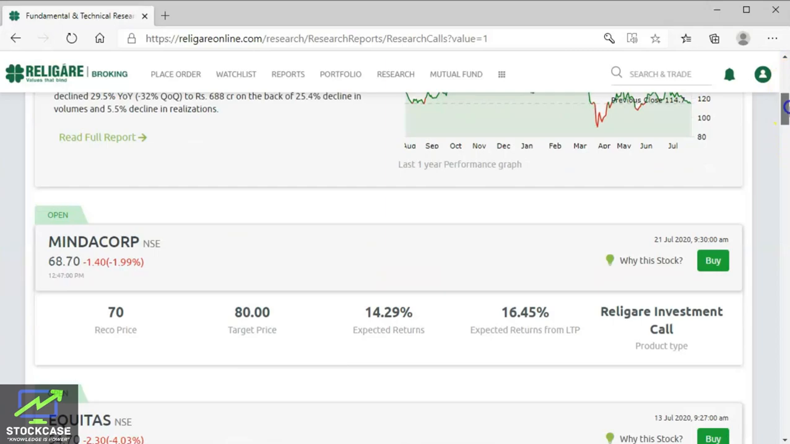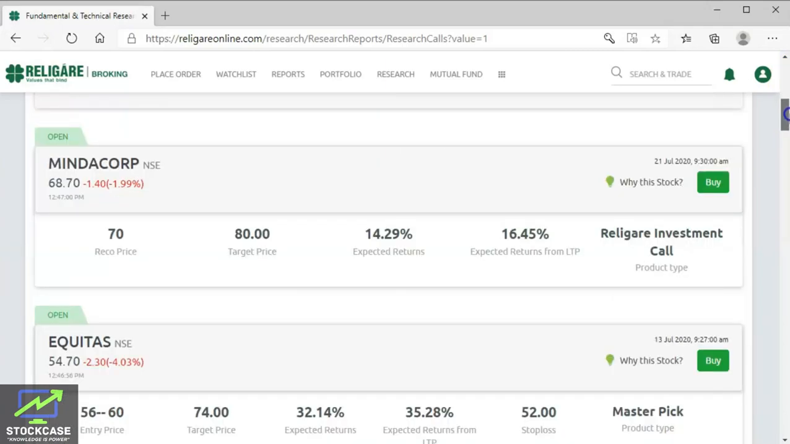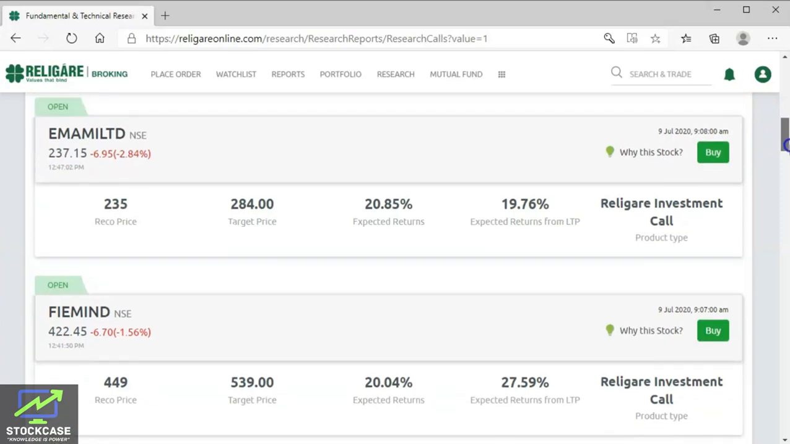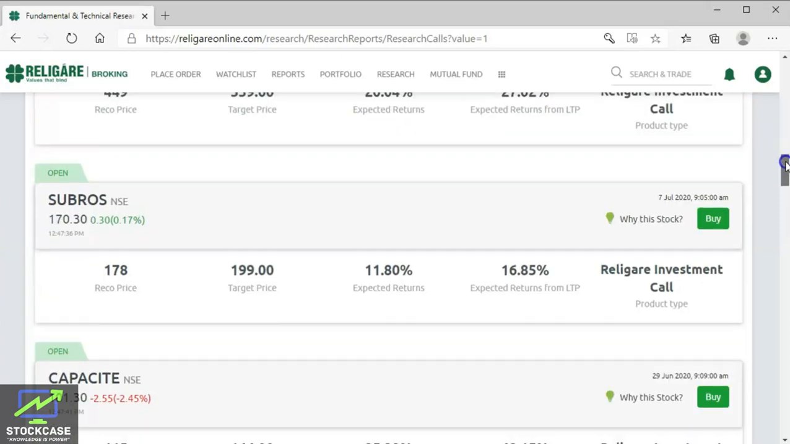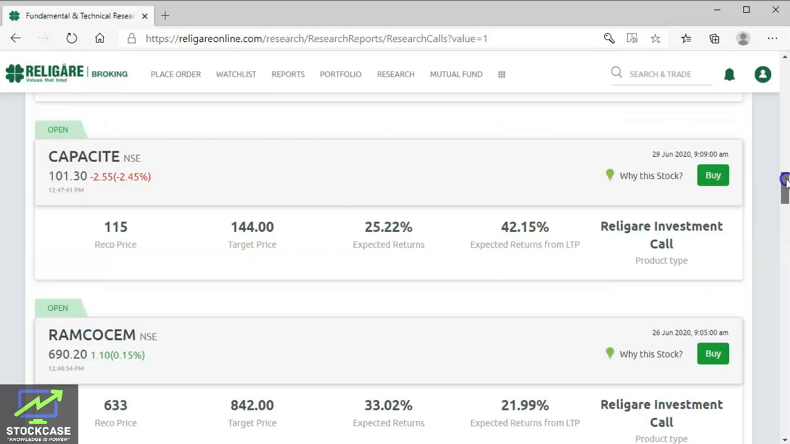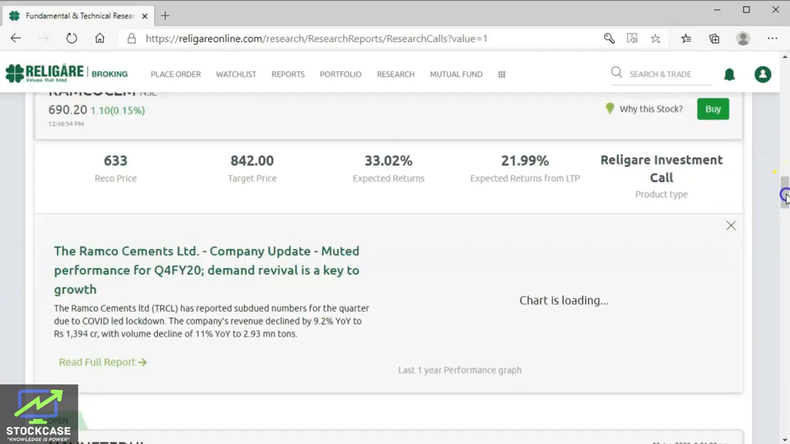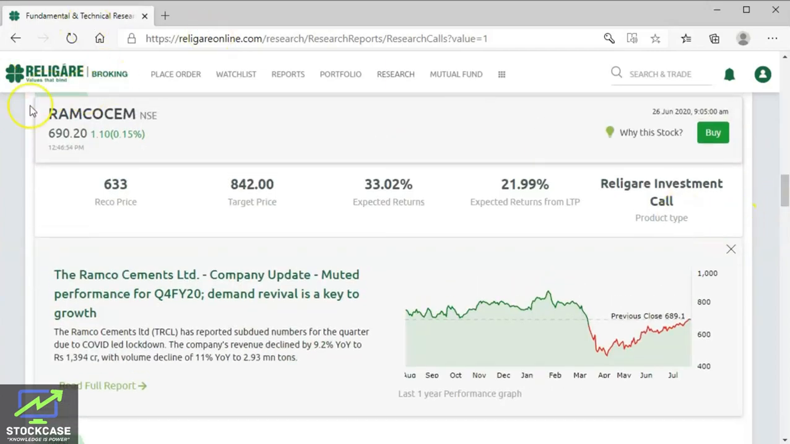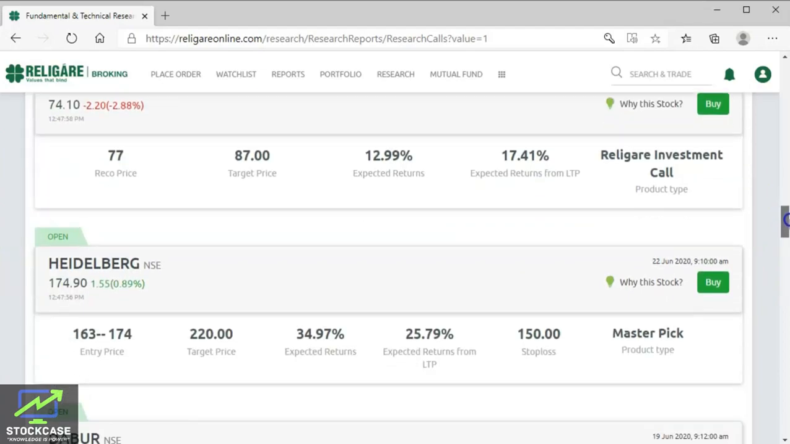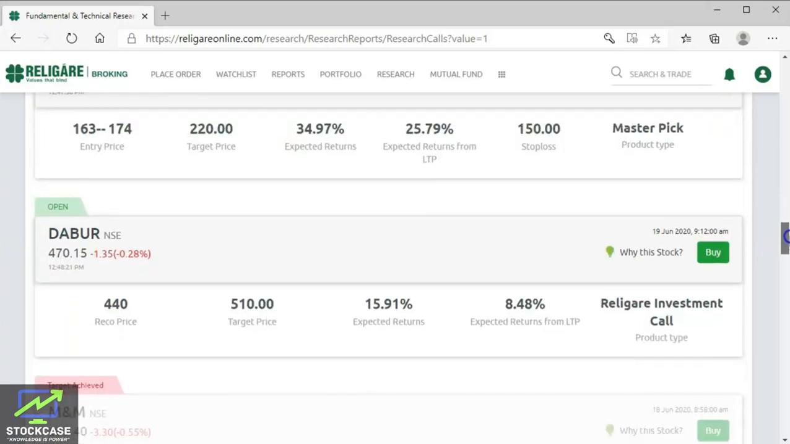I have been closely watching their recommendations and I am quite impressed by the quality of recommendations they provide. Now let us see some of their recommendations. We will try to see their old recommendations which have some results, as the new ones are still open and results will be seen in future. Now in this case, Ramco Cement was recommended when the price was 633. Now the current market price is 690 and the target given was 842. This recommendation was given last month and so far it has given a return of 9% from the recommendation price. Recommendation price means the price of the stock when the recommendation was given.